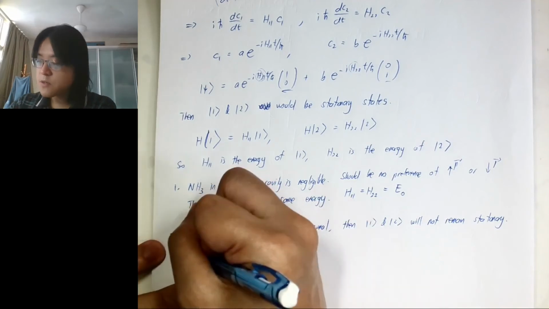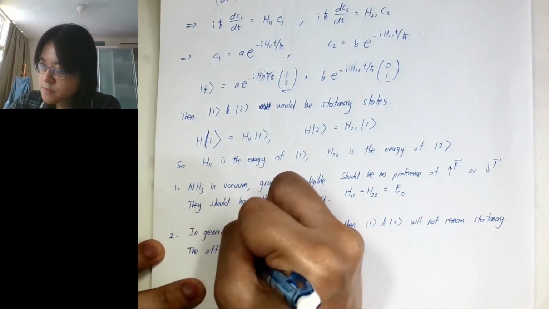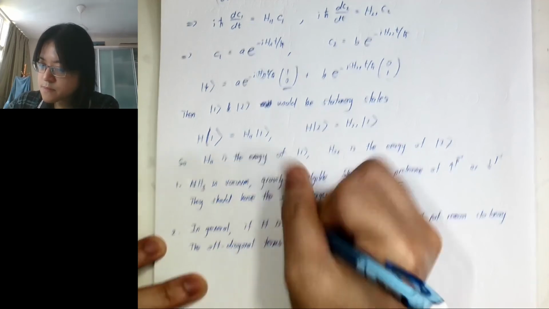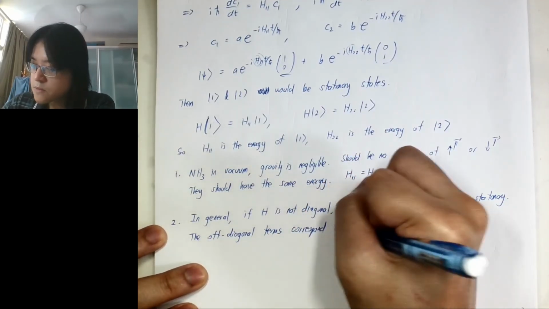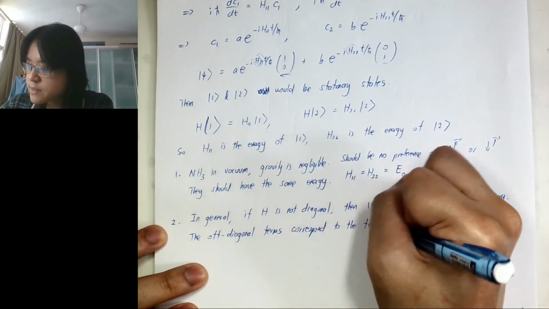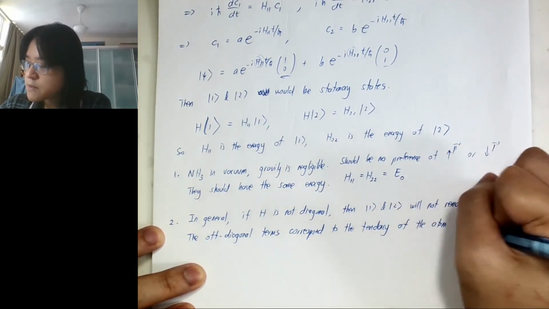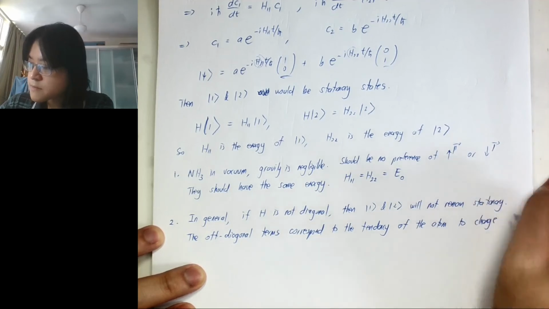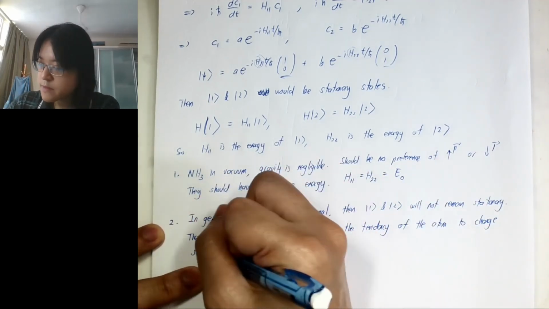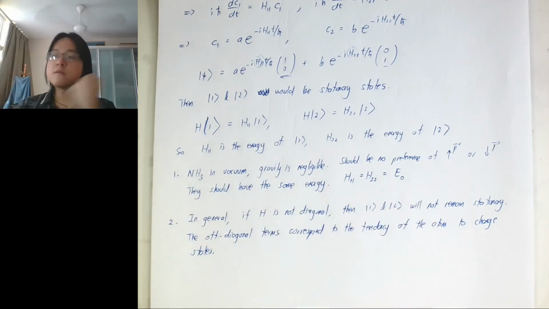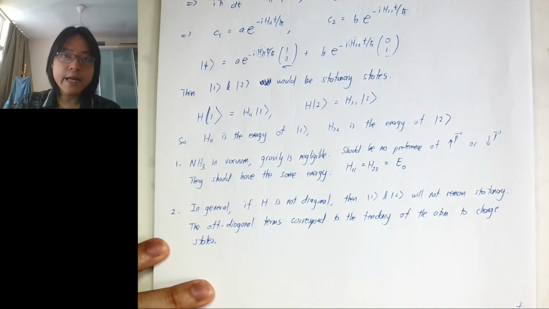So the off diagonal terms correspond to the tendency of the atom to change states, right? So these are the off diagonal terms, the H21 and H12.